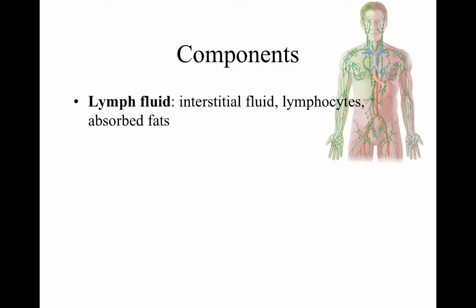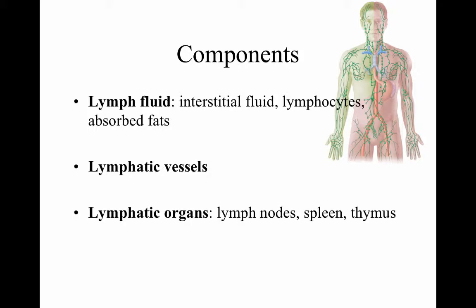Some of the components of the lymphatic system would be lymph fluid, which is interstitial fluid, lymphocytes, and absorbed fats from diet, the lymphatic vessels that are helping transport the fluid, and lymphatic organs like lymph nodes, the spleen, and thymus. We also see diffuse lymphoid tissue, which would be lymphoid tissue that is spread out in different areas.